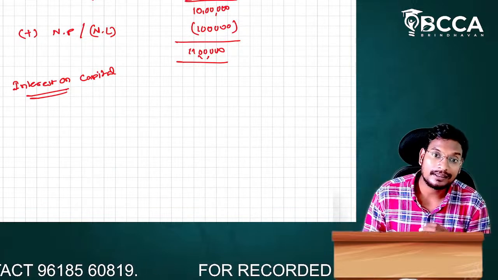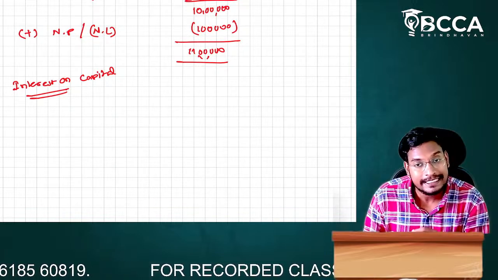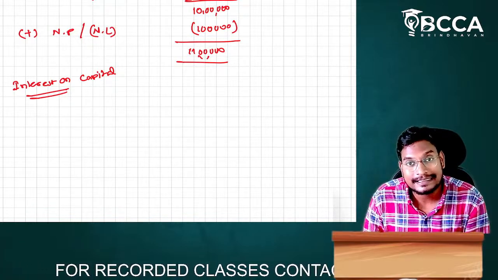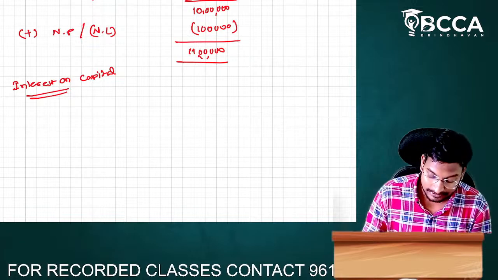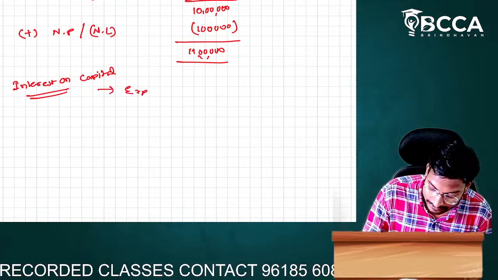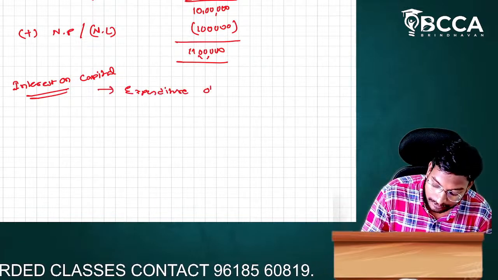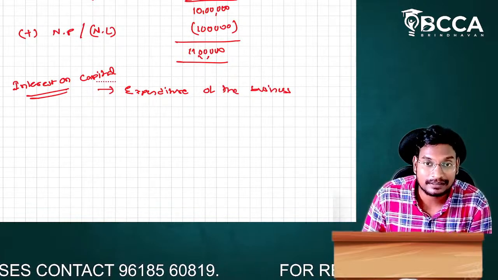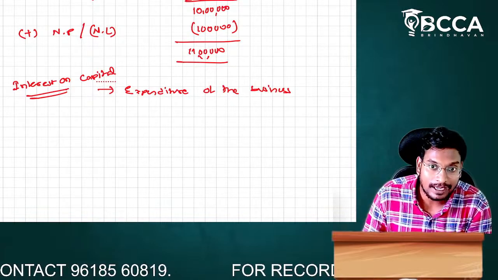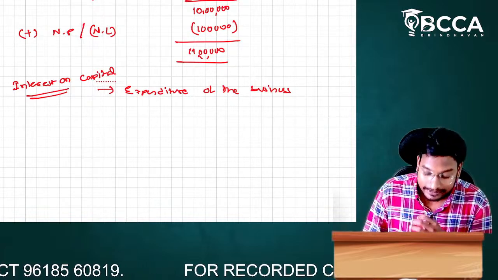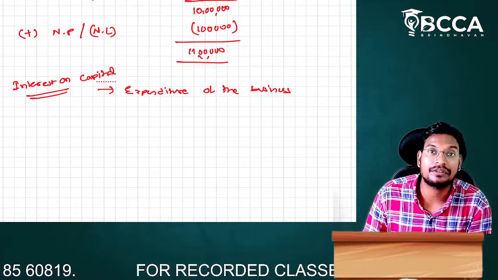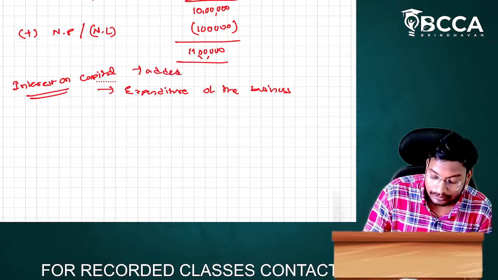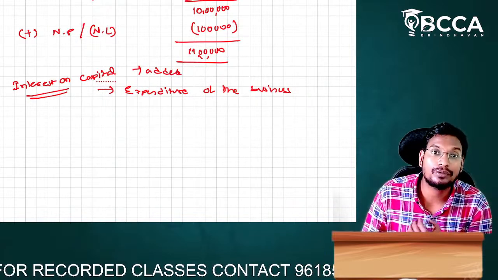On that liability, if we have paid any interest, that is an expenditure for the business. Expenditure of the business. Yes or no? Yes. So we have to pay to the owner, or receive from the owner? The interest on capital also we have to pay to the owner. That means the interest on capital should be added to the opening capital.